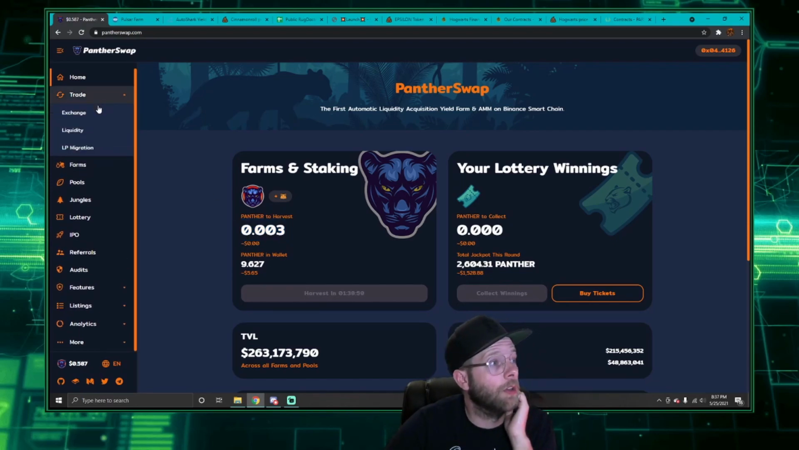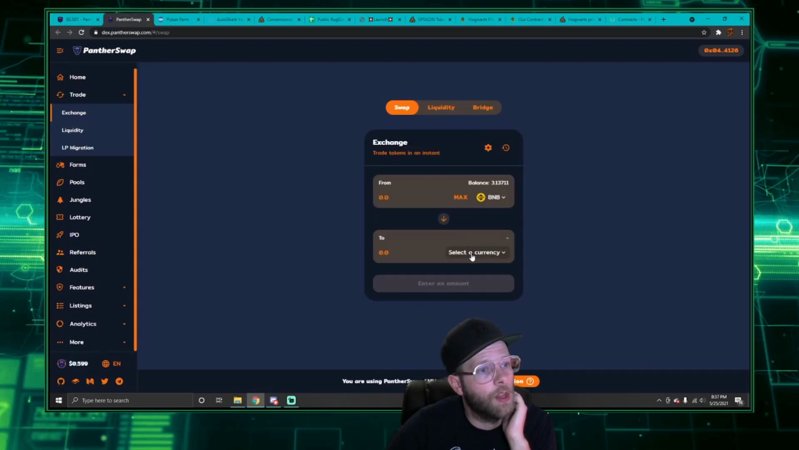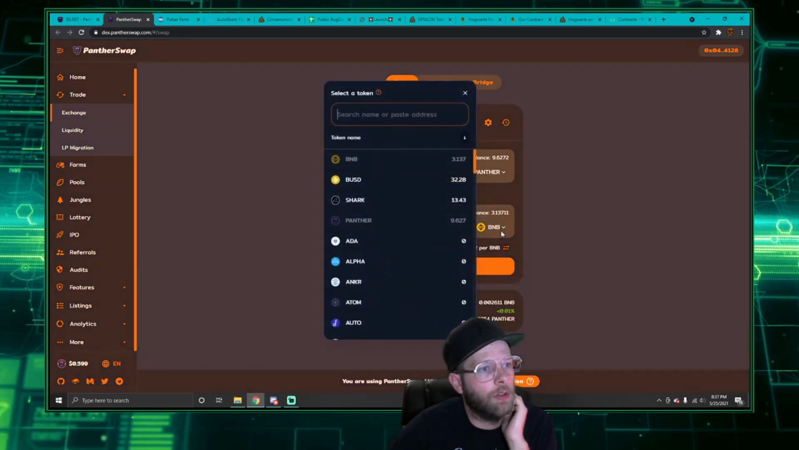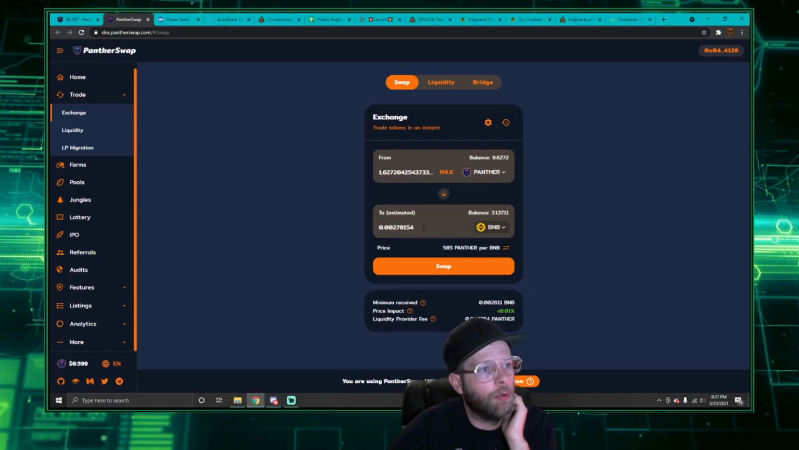Then what you would go ahead and do is take that to the exchange and find your Panther. So this is the Panther I harvested and now is in my wallet. I like to put it at the top and then you click how much you want to sell. So I just hit max, which would give me 0.016 BNB. Let's just sell one Panther for fun. I'll do 1.6, get rid of my fractions. And that would equate to BNB of 0.027.